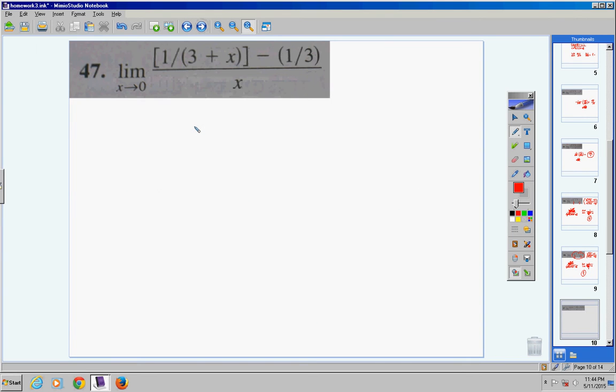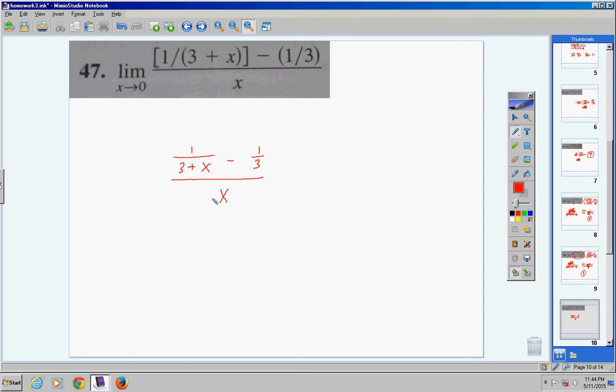Now, if you put a 0 in, you can see right away it's going to fail because we're going to have a 0 here plus we'll have a 0 up top too. We'll have 0 over 0. So we're going to have to simplify this expression right here. Alright? Now here's how I recommend that we do this. You first have 1 over 3 plus x minus 1/3. All of that is over x.